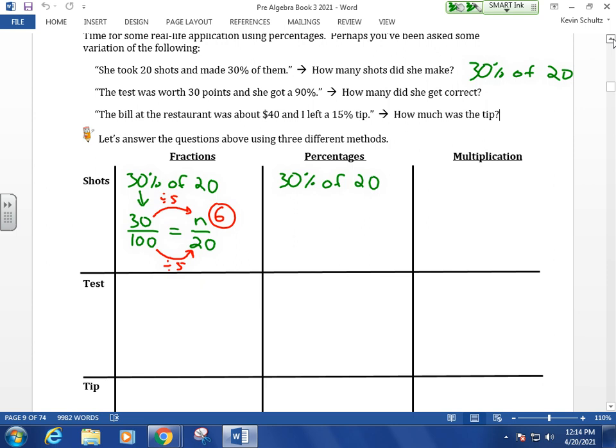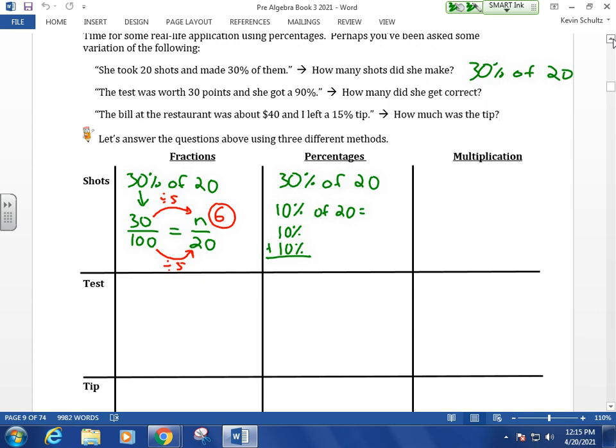We're going to kind of work to 30% by using 10%, because 10% plus 10% plus 10% equals 30%. It's like 10 plus 10 plus 10 equals 30. So 10% of 20, do you know what that is? What I'm asking you here is, what number goes into 20 10 times, right?